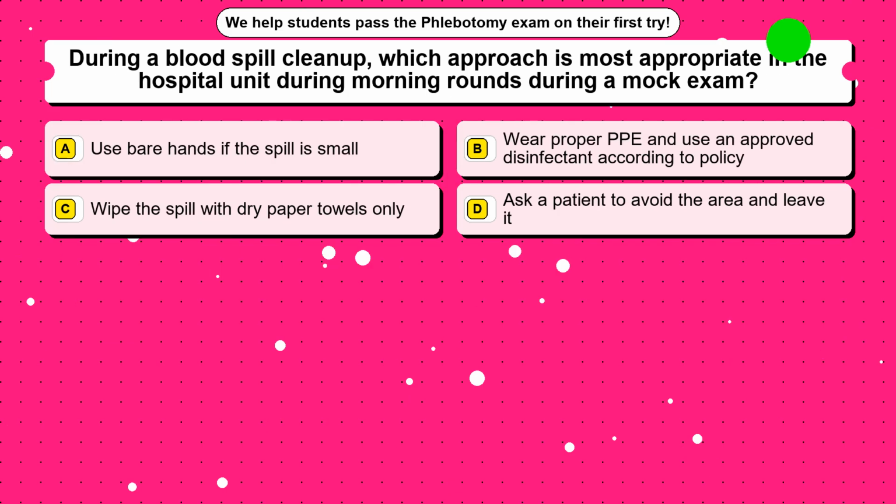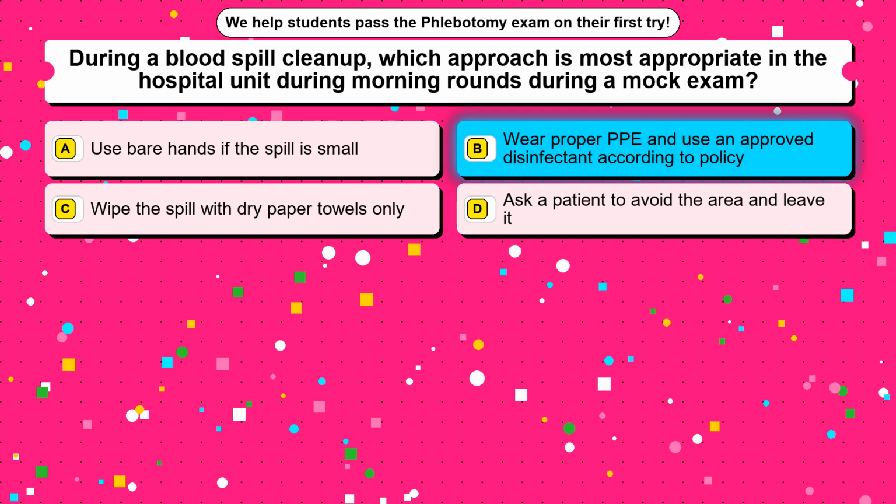Question 17. During a blood spill cleanup, which approach is most appropriate in the hospital unit during morning rounds during a mock exam? Option A. Use bare hands if the spill is small. Option B. Wear proper PPE and use an approved disinfectant according to policy. Option C. Wipe the spill with dry paper towels only. Option D. Ask a patient to avoid the area and leave it.